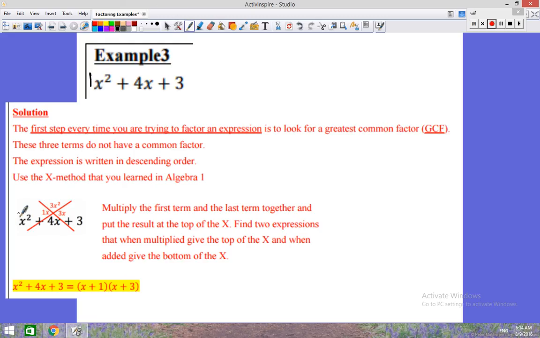Since this leading coefficient was 1, we can just come in and say I can factor this to x plus 1 times the quantity x plus 3. And again, if you wanted to check that, you could create a table and multiply it. And of course, a lot of people can just do that in their head. They don't have to necessarily write that out.